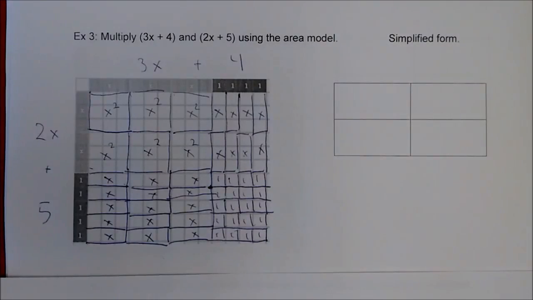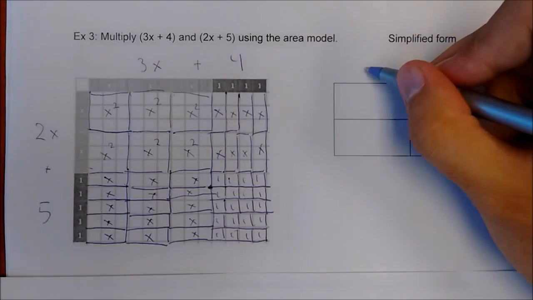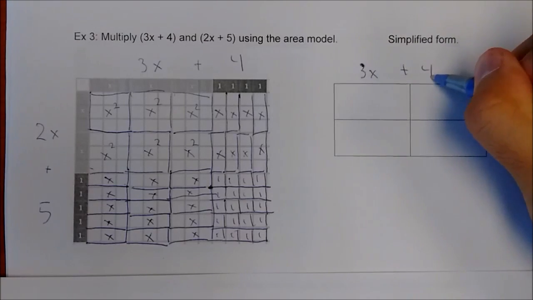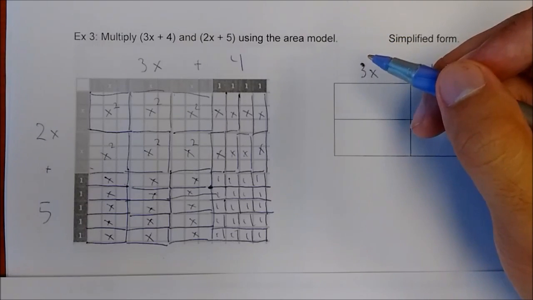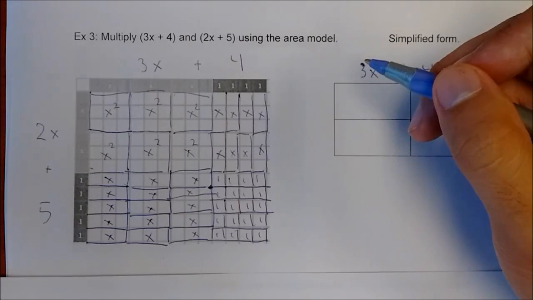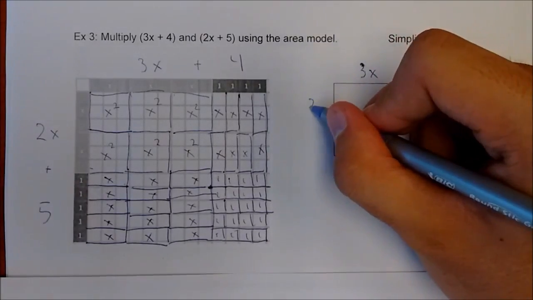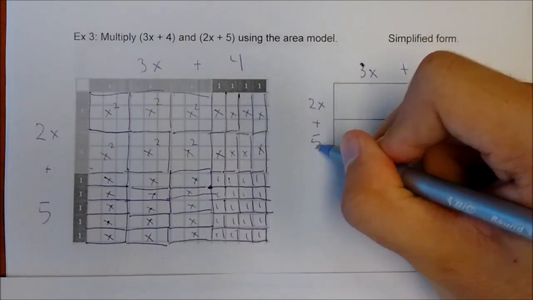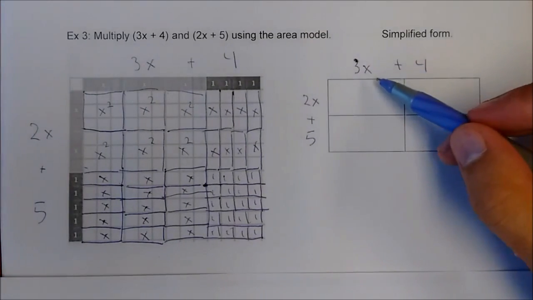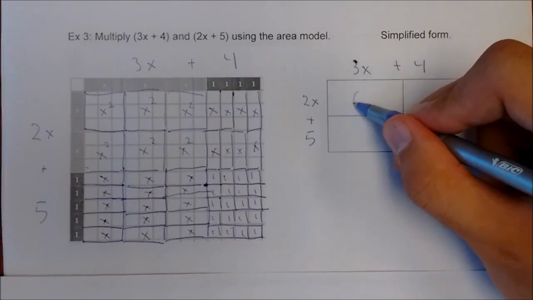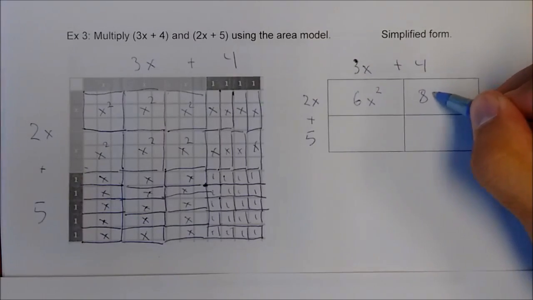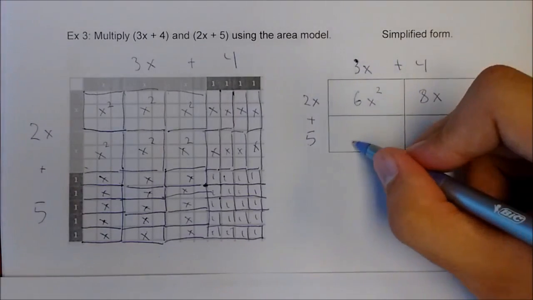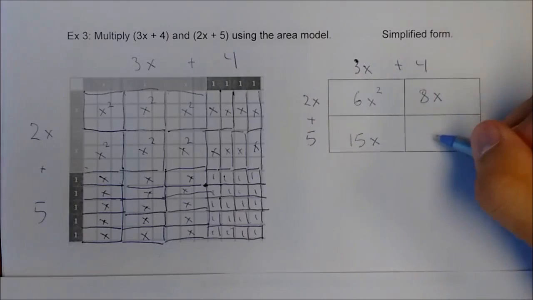So now, once again, we could count these if we wanted to, but we can try using the simplified form again, where we have 3x plus 4 here, and 2x plus 5 on the left. And we can multiply 3x by 2x to get 6x squared, and 4 by 2x to get 8x, and 3x by 5 to get 15x, and 4 by 5 to get 20.